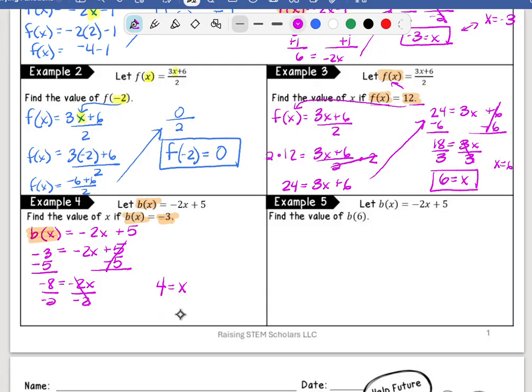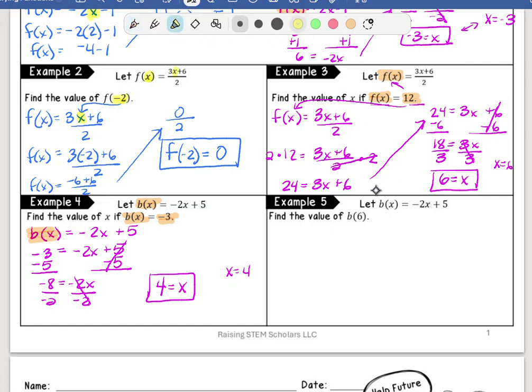And again, I wrote my x on the right-hand side because that's just where it was in the problem originally. It's on the right-hand side. But we're not going to get hung up on that. If our brain likes to see x equals 4, that's okay. We can just pancake flip it and write it that way. It's no big deal.